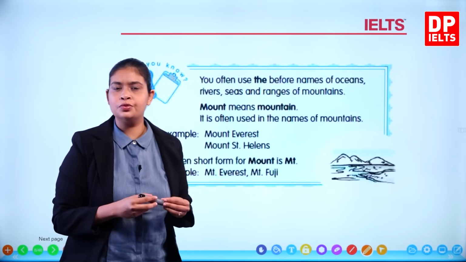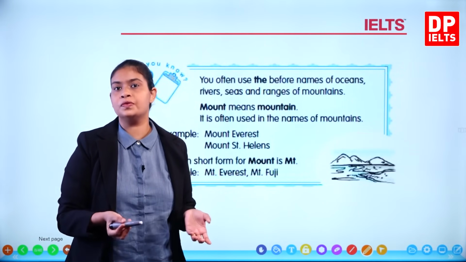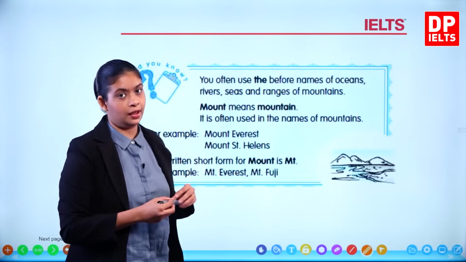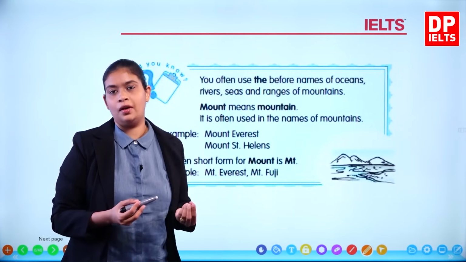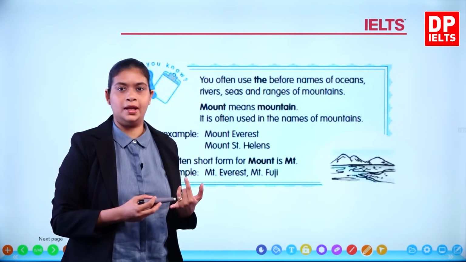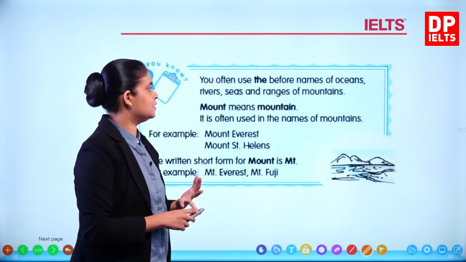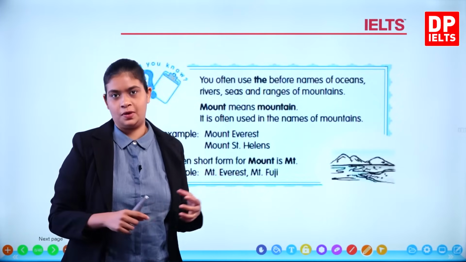So what you need to remember here is that most of the time, or often, the word 'the' will be used before a name of a mountain, seas, rivers or ranges of mountains.